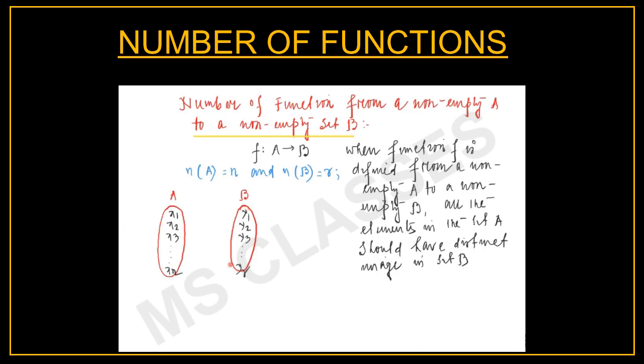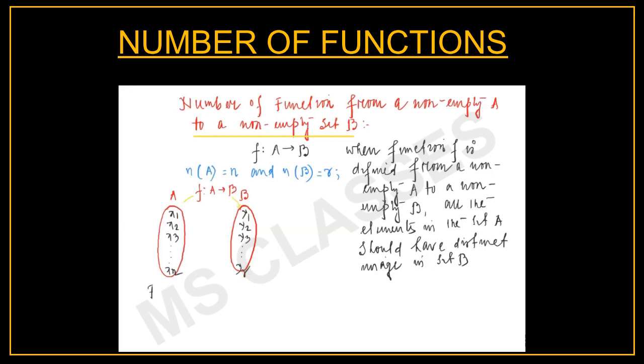Now, first of all, one thing you have to keep in mind is that the correspondence which you are taking should be either many to one or one to one. It should not be a one to many correspondence. So, for the first element, how many options do we have when the function is mapping from A to B? Element x1 can be mapped to elements of B in how many ways, that we're trying to find. For the element x1, how many choices are there in the set B? R choices.